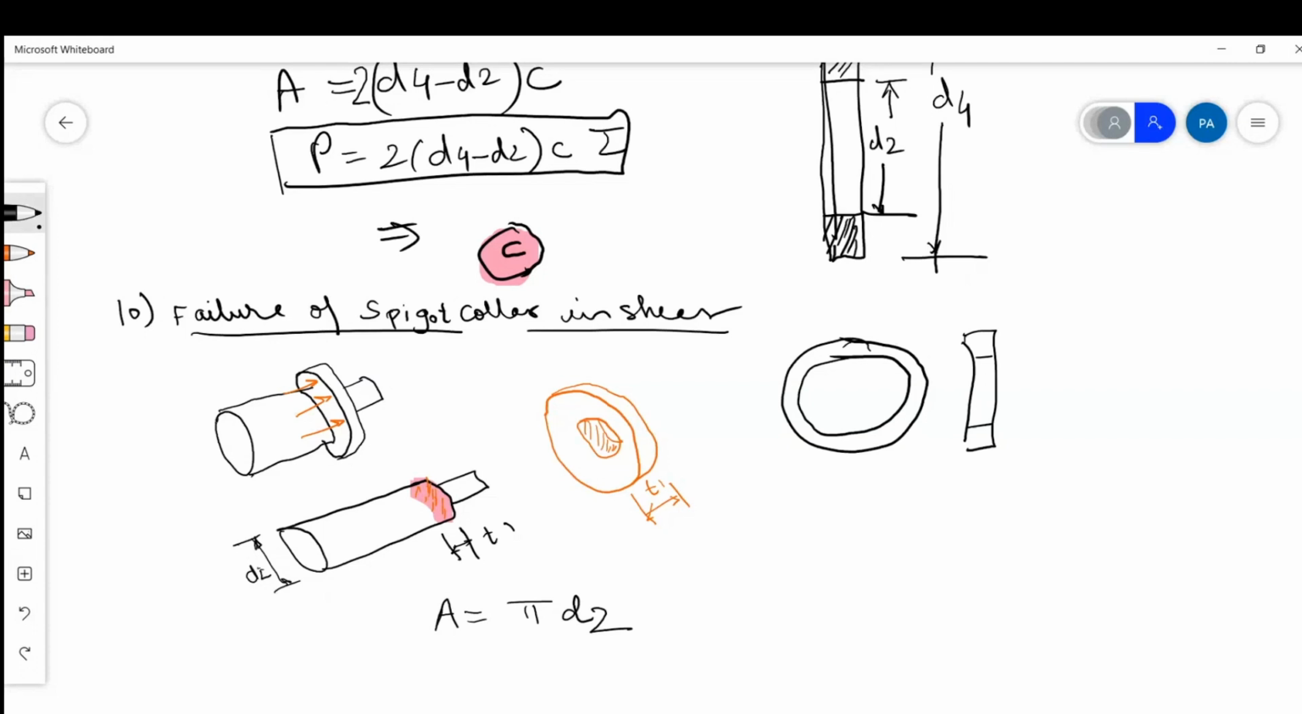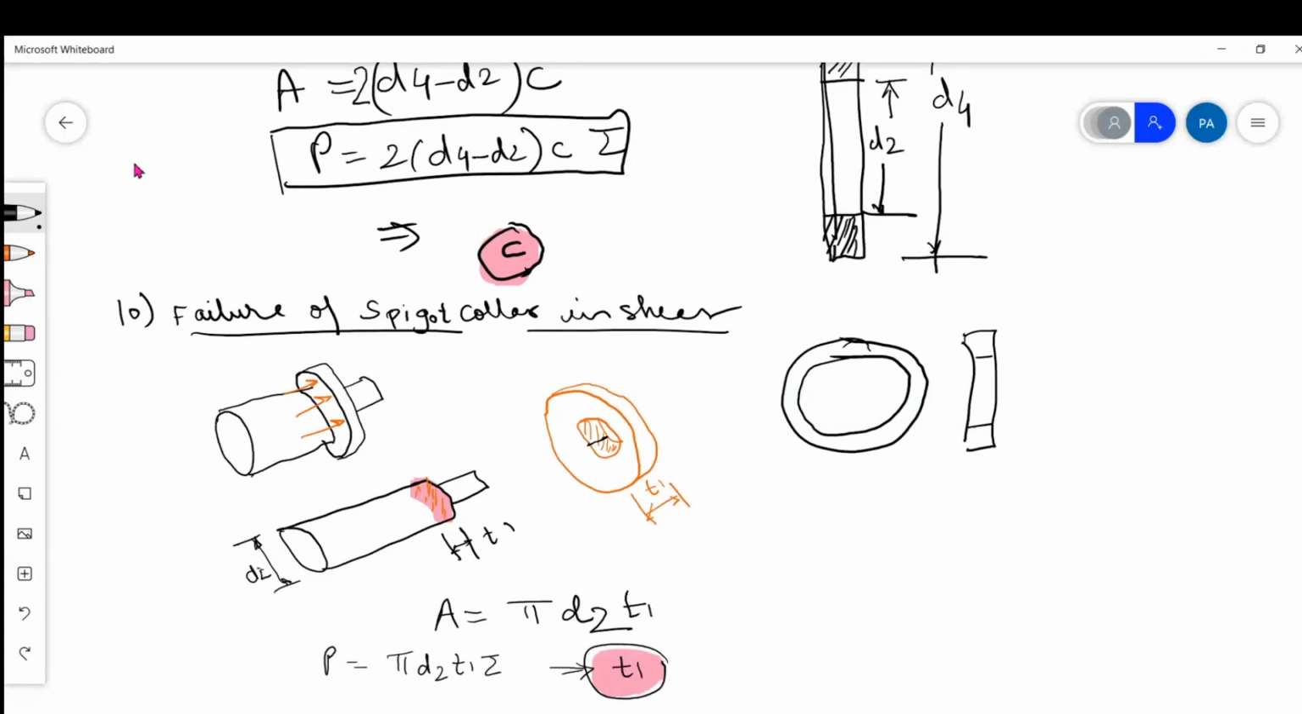Now how far does this circumference extend? From here to here, from here to here. So what is that? T2, sorry, T1. So this is the area, and I can write P equal to pi d2 into T1 into tau, and this will give us the value of T1. So T1 can be found from here.